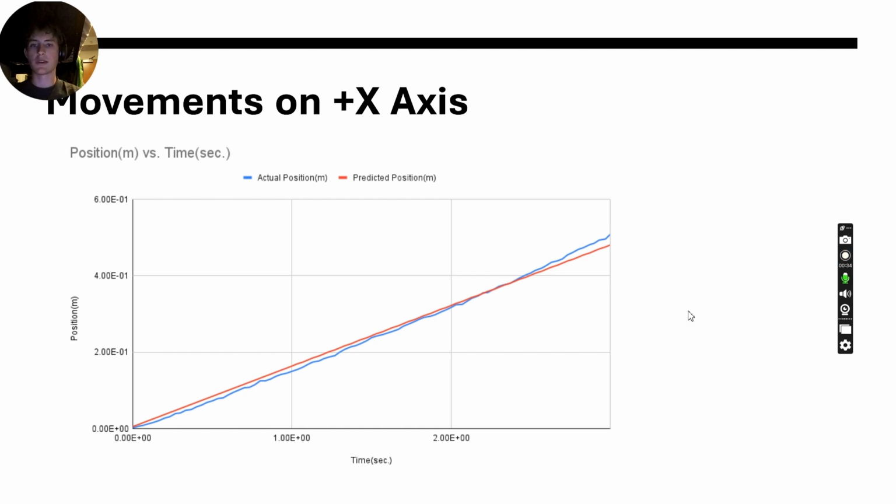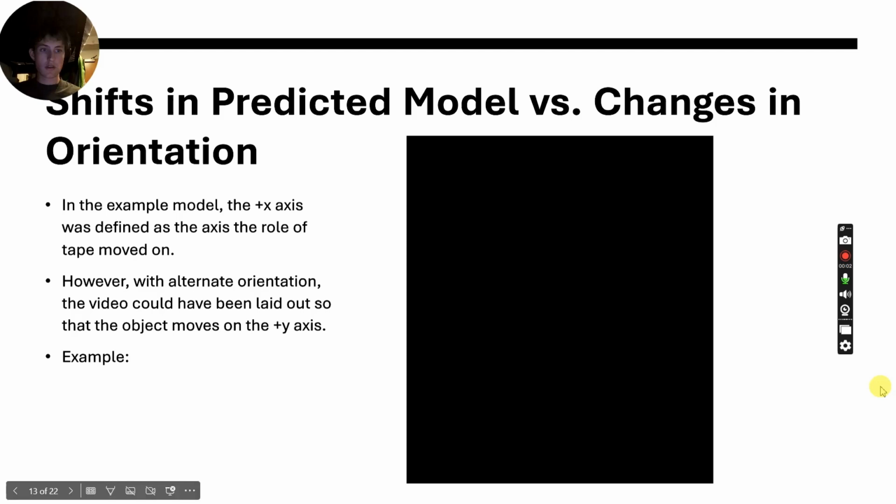This is what we received when we looked at the movements on the x-axis. As time increases, so does position, and you can see it occurs at a fairly constant rate. And the actual position maintained a fairly steady regression to the predicted position done by GlowScript.